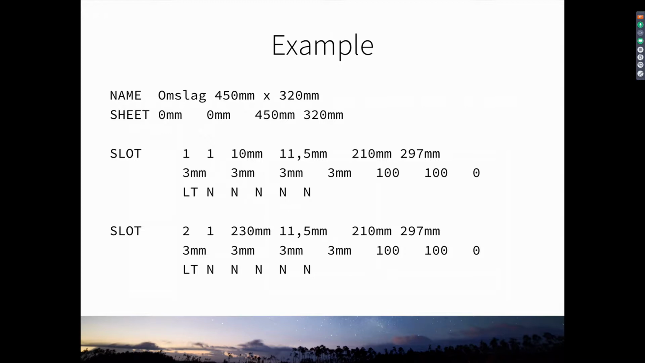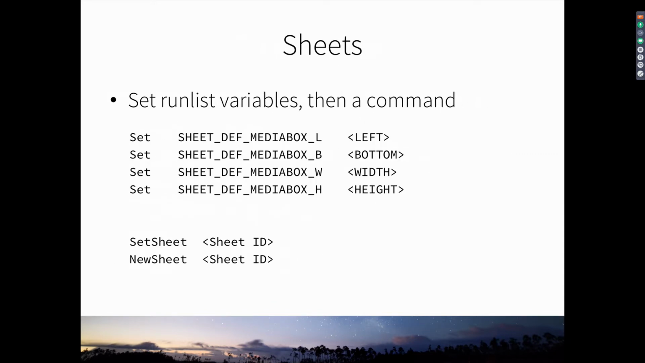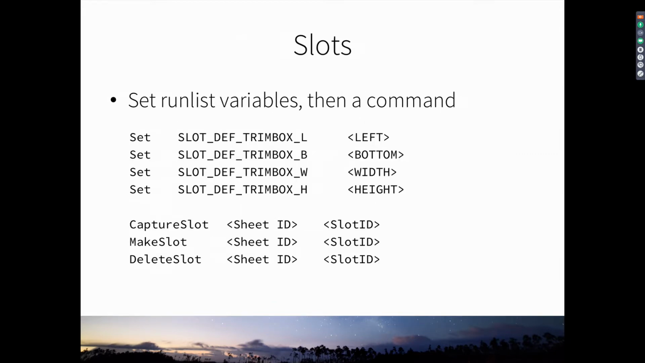So slot number 1, slot number 2, I could say make slot sheet ID 1, slot ID 1. And that would look at the definition of that slot in the sheet config. It would read all of the information, and pdfToolbox would then automatically populate all of those variables like slot def, trimbox L, trimbox W, trimbox H.